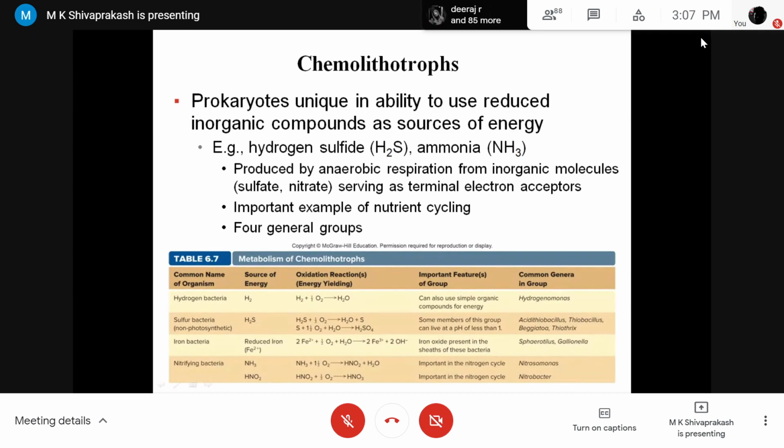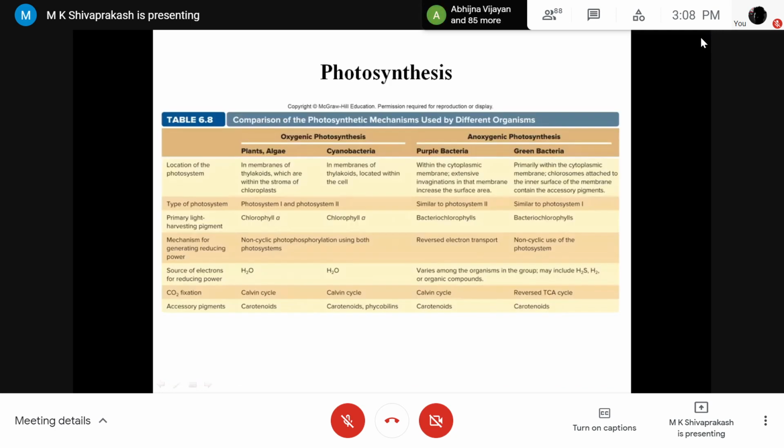Next category is nitrifying bacteria. This nitrifying bacteria use ammonium, which is produced during anaerobic respiration or during the ammonification process. So it is utilized by these organisms, and the oxidation of ammonium to nitrate happens in two stages. Initially, ammonium to nitrite by Nitrosomonas and related organisms. In the second step, nitrite to nitrate by Nitrobacter and related organisms.